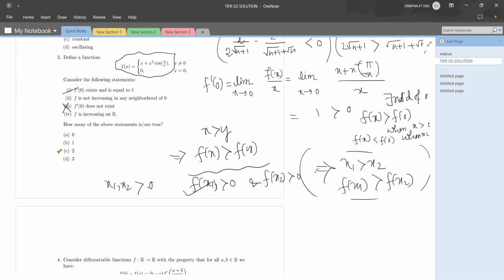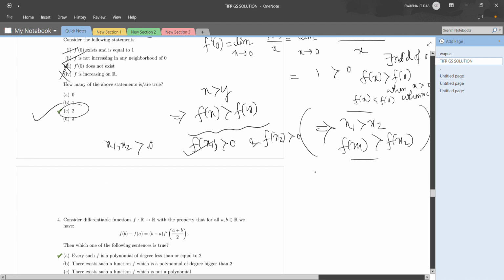You can easily check by plotting this graph. Okay, you can see that in a neighborhood of 0 this is oscillatory, and that is because of the function cos, because this is oscillatory in a neighborhood of 0. Okay, cos pi by x. So that's why this is true, but this is false. So hence C is correct.